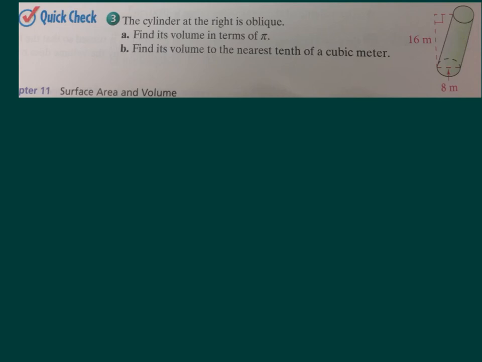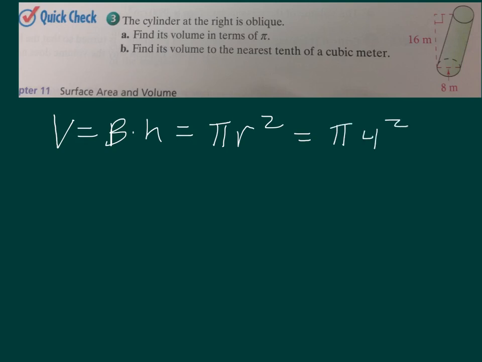Okay, as we said a few times, volume of a prism or cylinder is area of the base times the height, even if it is oblique. Well, for a cylinder, area of the base is going to be pi r squared because the base is a circle. So the area of the base is going to equal pi times 4 squared. They gave us the diameter 8, so the radius is 4. So the area of the base is going to be 16 pi times the height, which is also 16.